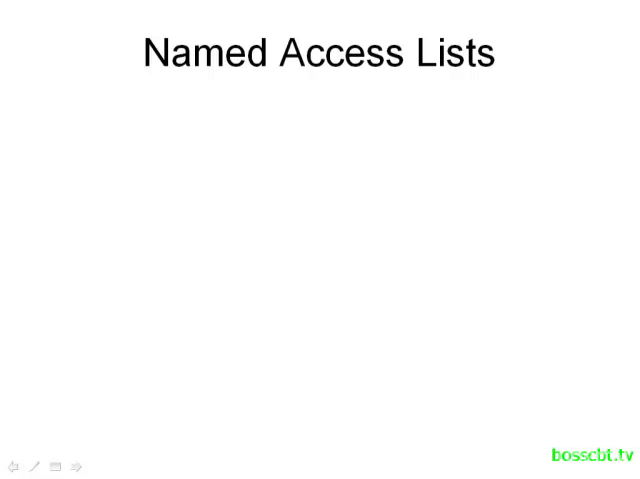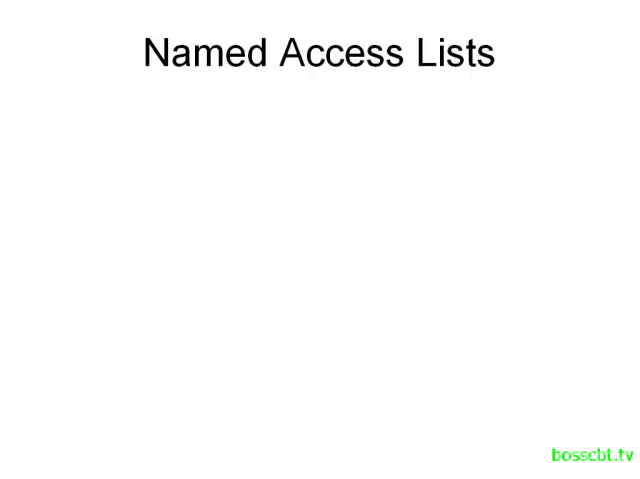We're going to talk about the named access list. Now this is not a new type of access list. In other words, it's not a third type in addition to the extended and the standard access lists. Rather, it's an enhancement to both of those. So we still have the standard and we still have the extended, but now they're known as named standard or named extended access lists. Generally just referred to as a named access list.